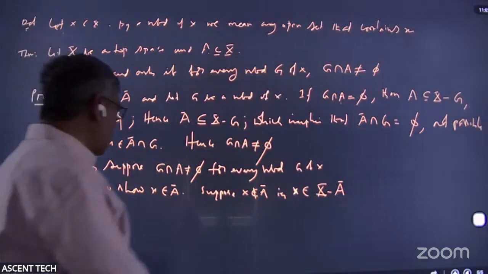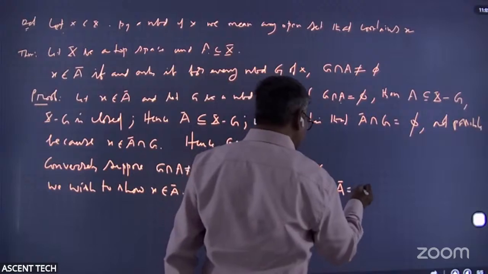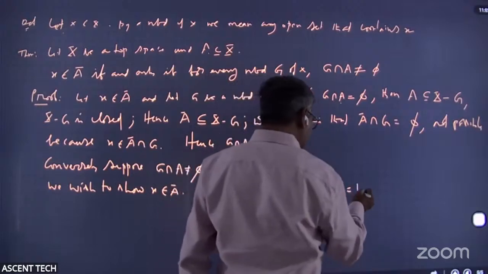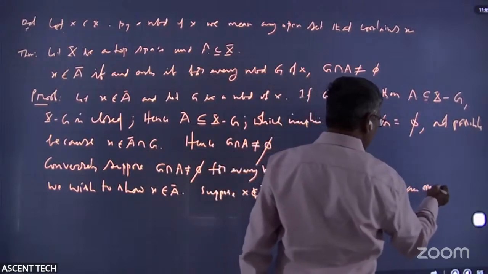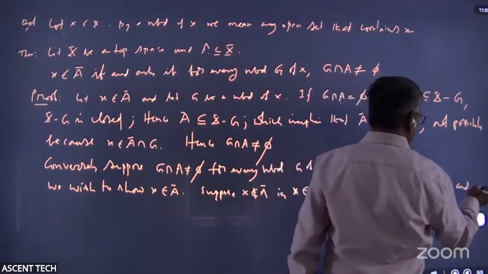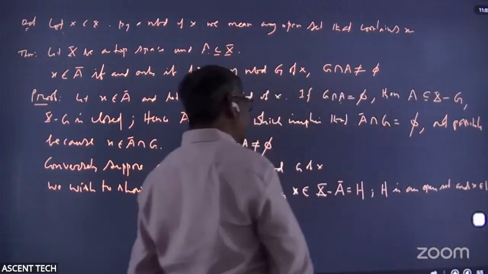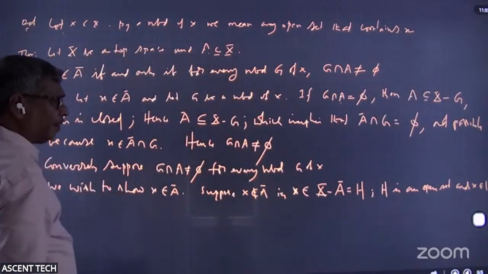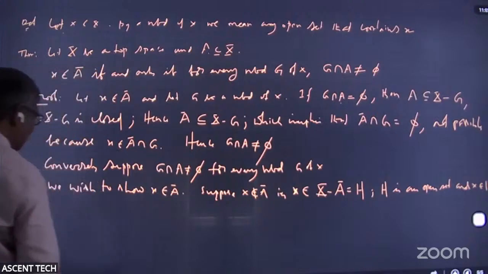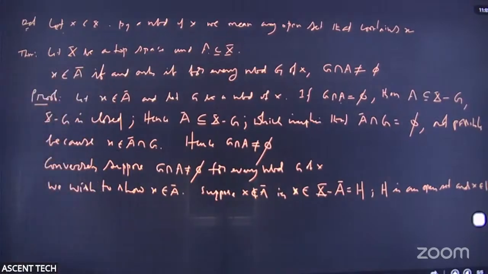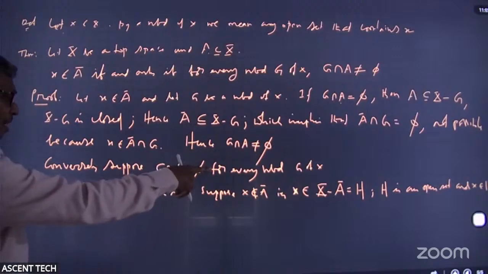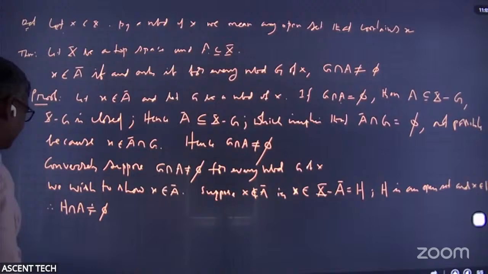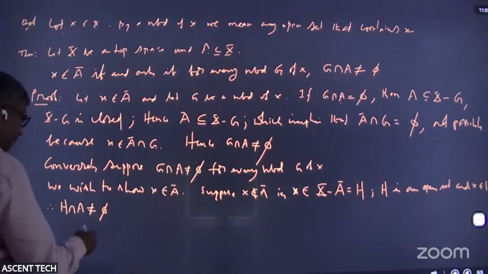That means this is an open set. If you call this H, H is an open set, and X is in H. Now H intersection A should be non-empty, since the condition is there. But that's not possible, because H is outside of A bar.